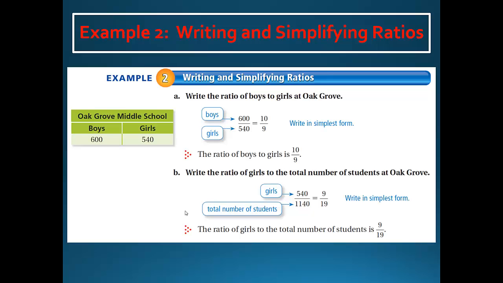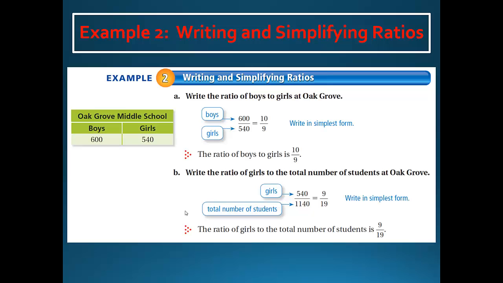Boys would be 600, girls would be 540, and then we can simplify our fraction. We can simplify by dividing by 60. 600 divided by 60 is 10, and 540 divided by 60 is 9. So the ratio of boys to girls is 10 to 9.